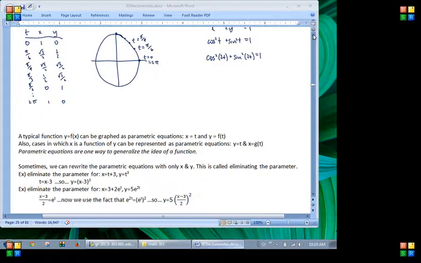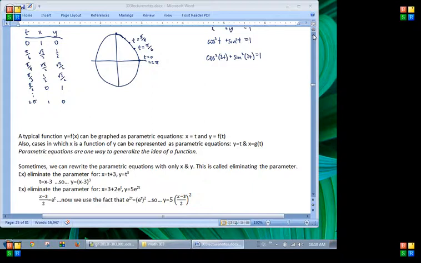Similarly, we can eliminate the parameter for this next one. x equals 3 plus 2e to the t, and y equals 5e to the 2t. Now, obviously, this one's a little bit harder. You can't just subtract 3 and get t by itself. So this equation is a little trickier, but we're going to make an observation that's going to make our life easier as we convert this.